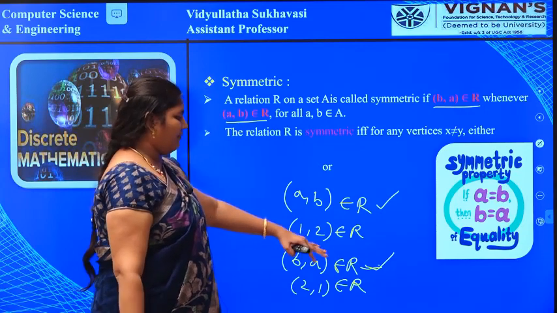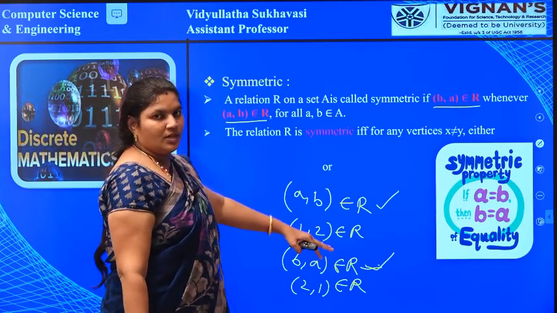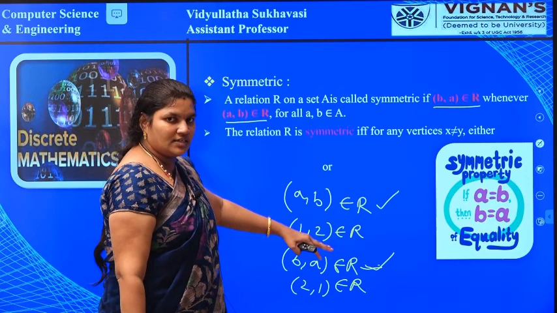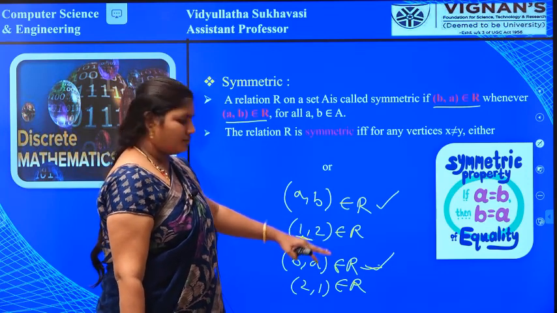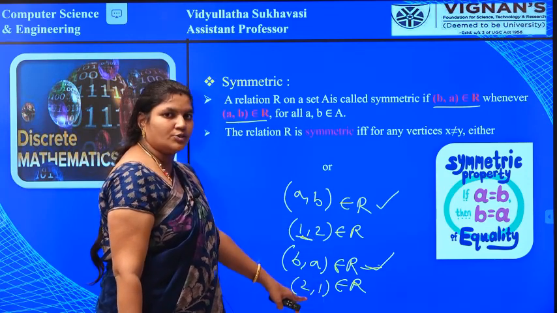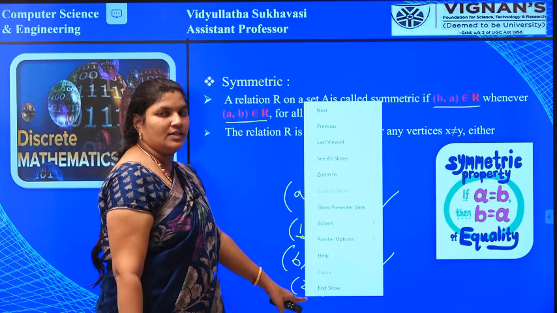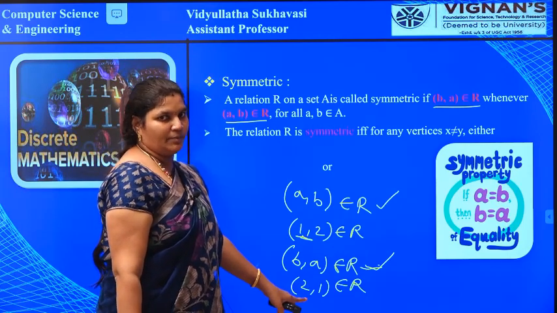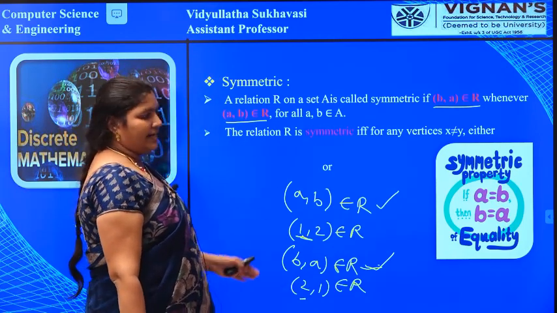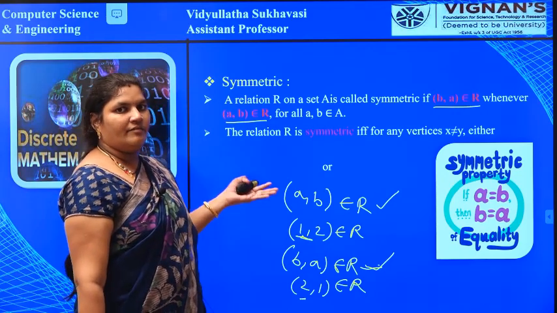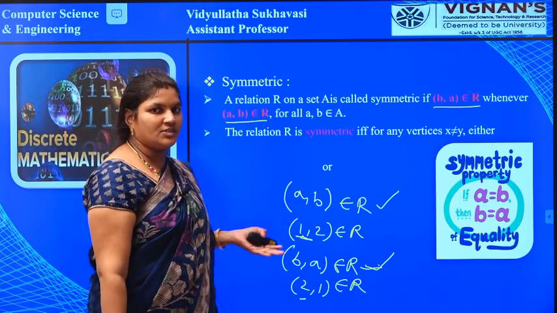Suppose we are checking 1 comma 2. If 1 comma 2 is in relation R, then 2 comma 1 should also be present in relation R. Then only we can say that it is the symmetric property. You can understand in a better way when you see the examples for these properties.